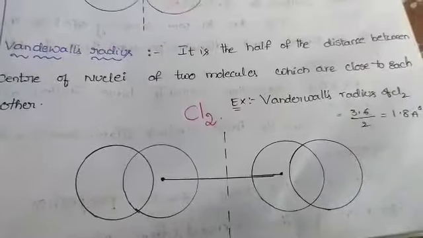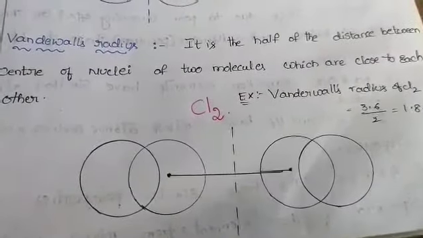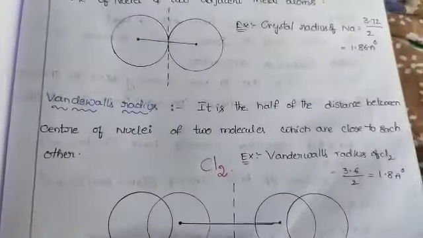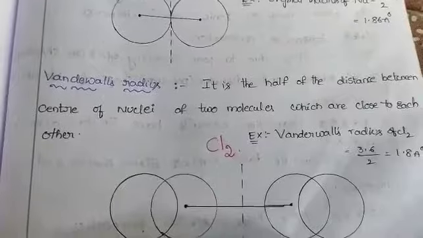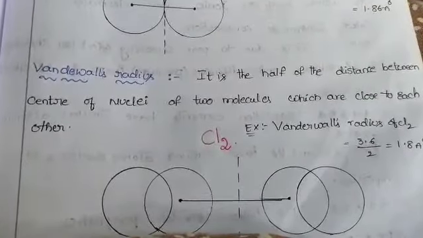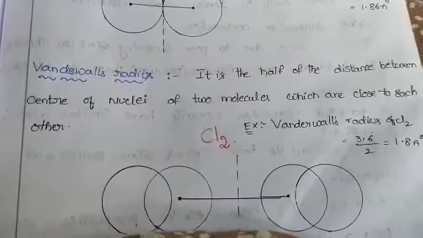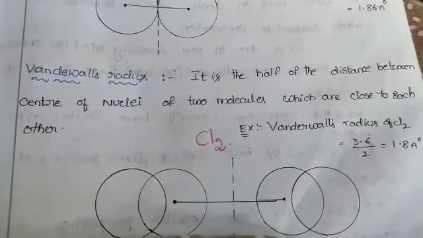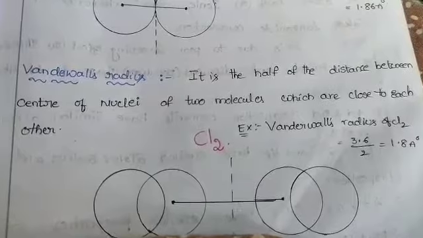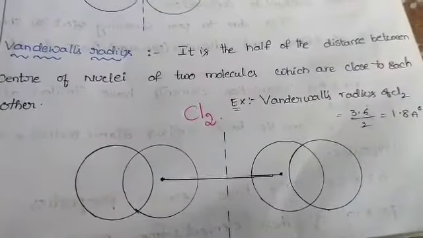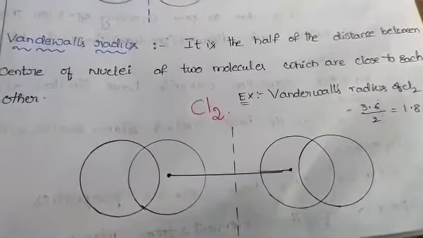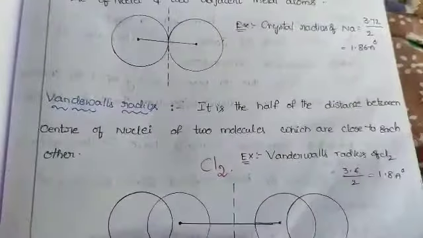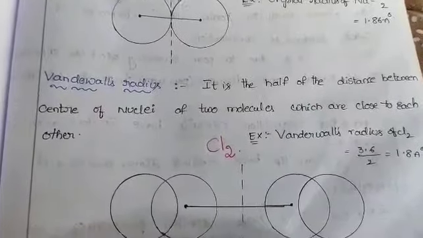Half of the distance between the centers of nuclei of two molecules which are close to each other is called the van der Waals radius. For example, consider chlorine atoms. These are adjacent molecules whose centers are close to each other. The van der Waals radius of a chlorine atom is 1.8 angstroms.